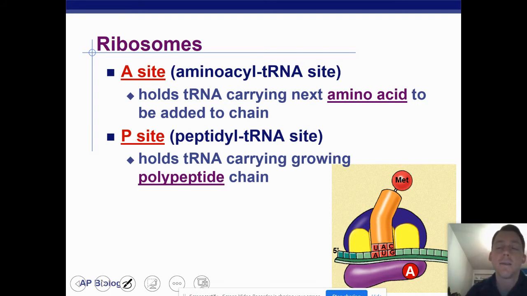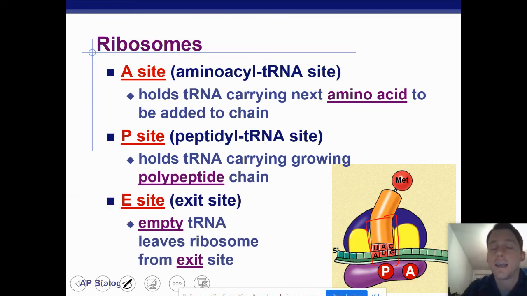The P site is the middle one. That's the one you see right here in the picture. This is the peptidyl tRNA site. So this is holding the growing polypeptide chain. There's the P site. And then you have the E site, the exit site. This one is empty because when a tRNA gets to the E site, it leaves, it exits. It's the E site.